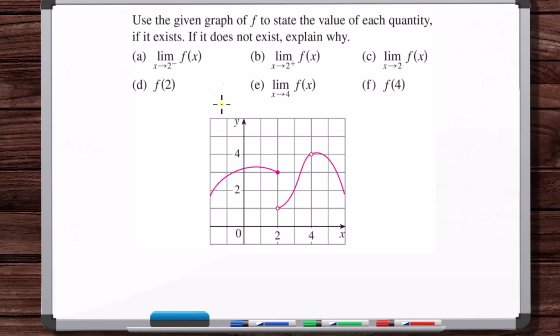It says, use the given graph of the function f to state the value of each quantity if it exists. If it does not exist, explain why. So, okay, what is the limit as x approaches 2 from the left of f of x? So here's f of x. As x approaches 2 from the left, so we're approaching 2 from just the left, we don't care about what's happening coming from the right.